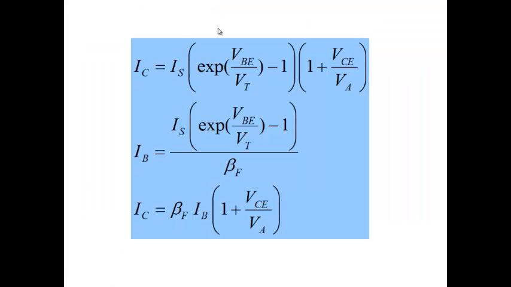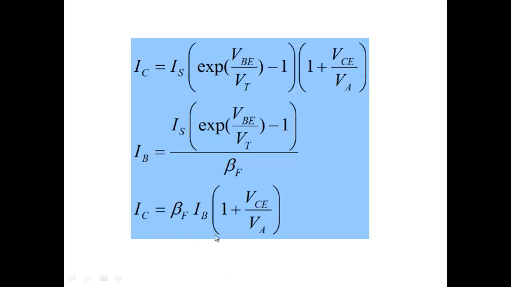Now we have a better model. Earlier we had IC equal to IS exponent VBE by VT minus 1. Now we've added this particular term here: the collector current does depend on the collector emitter voltage, 1 plus VCE by VA. Base current remains the same, and so we can also write this as IC is equal to beta times IB times 1 plus VCE by VA.